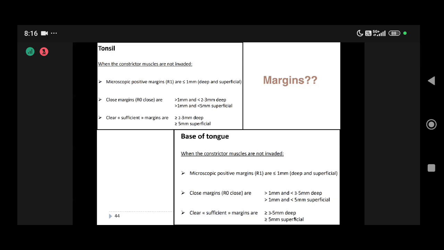So if there is a base tongue resection, you don't go for a 3 millimeter margin to begin with. You will try to resect as wide as you can. But if on the final pathology you have a 3 to 5 millimeter clear deep margin, it's adequate. So these are important for both resection and, of course, subsequently deciding the adjuvant treatment in these patients.